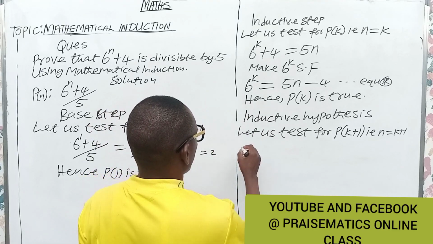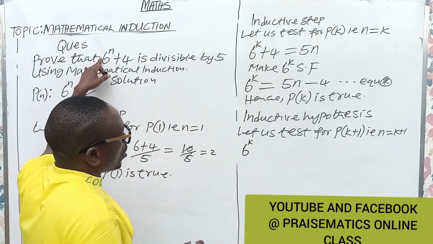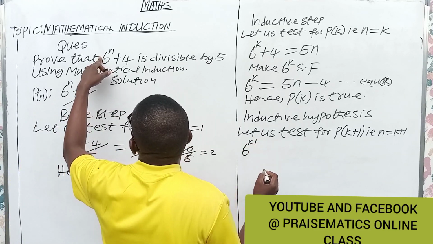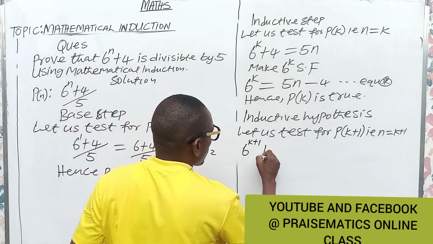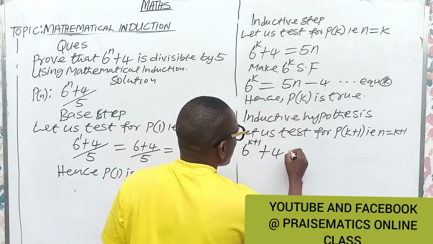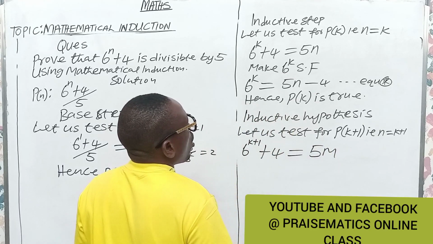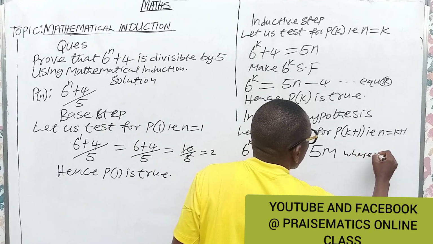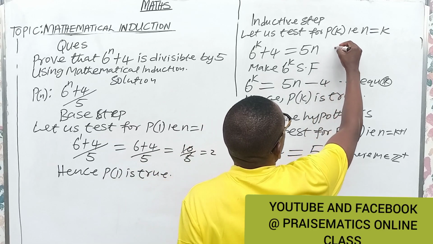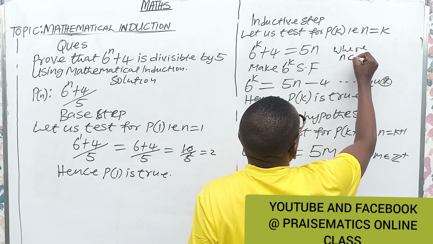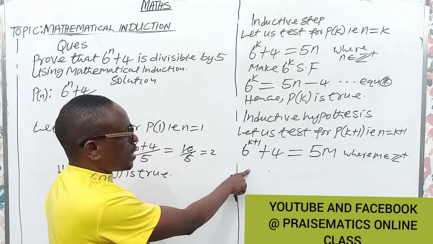What do we have? From this place, anywhere we see n, call it k plus 1. So we now have 6 raised to power k plus 1 plus 4. Is it divisible by 5m? Call this one m. Always remember that this m is an element of positive integers, the same thing here, where n is an element of positive integers.